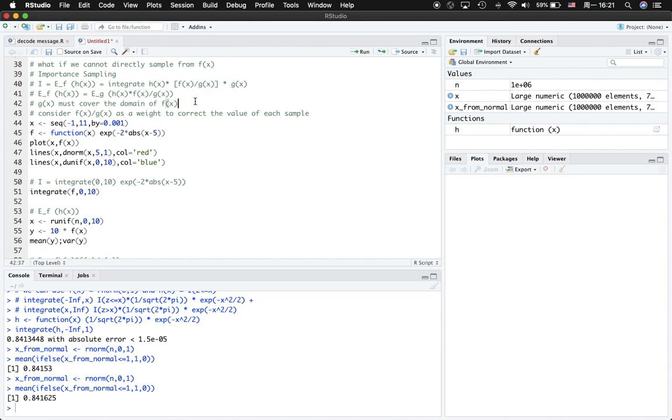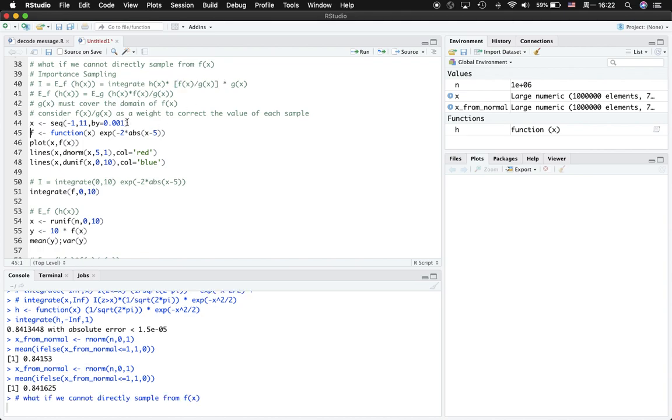Okay, so there's one requirement: the domain of g must also cover the domain of f. So the intuition here is that you can think of this part here as a weight.